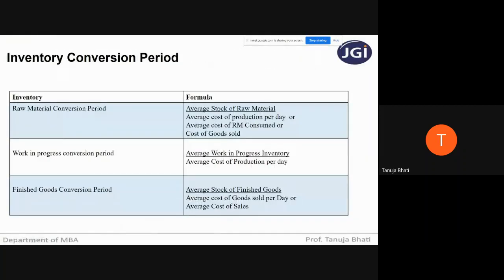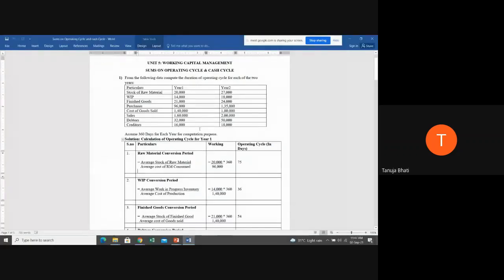Hey students, you have to go in this order. Average cost of production per day is not given, so then you will see for average cost of raw material consumed. You will consume that much raw material as you have purchased. So how much purchases you have made, that is the raw material that you're going to consume. This purchases is nothing but raw material consumed if it is not separately given. So 96,000 is the cost of raw material consumed.